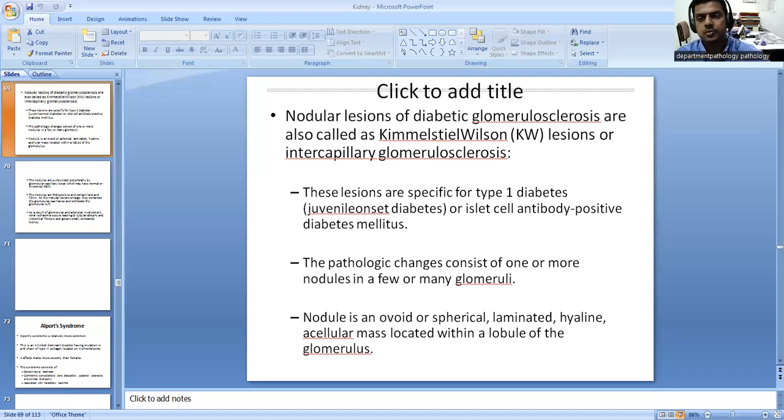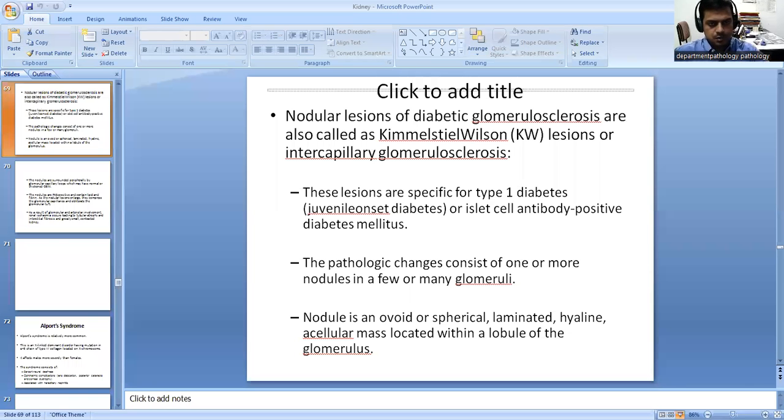The condition is slowly progressive, terminating in end-stage kidney disease in the second or third decade of life. The common presenting features are persistent or recurrent hematuria, accompanied by erythrocyte casts, proteinuria, and hypertension.